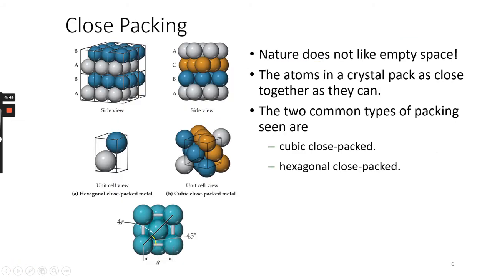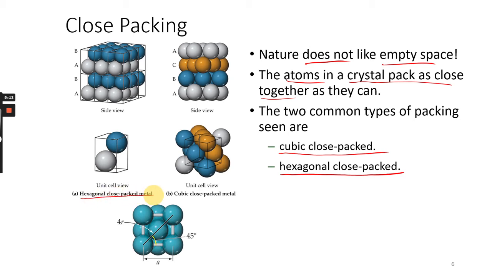How do your atoms pack together? So there's something called closed packing. So in nature, it does not like empty space. It wants its atoms to be as close as possible. So the atoms in a crystal like to pack as close as they can. Two common packing shapes or types are cubic closed packing and hexagonal closed packing.